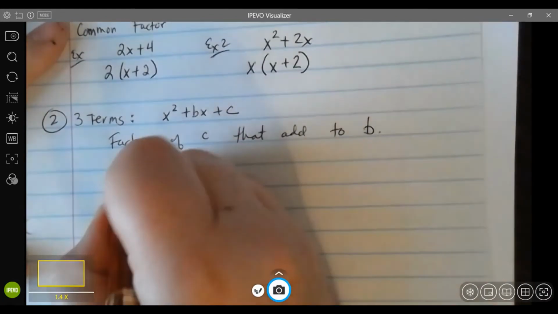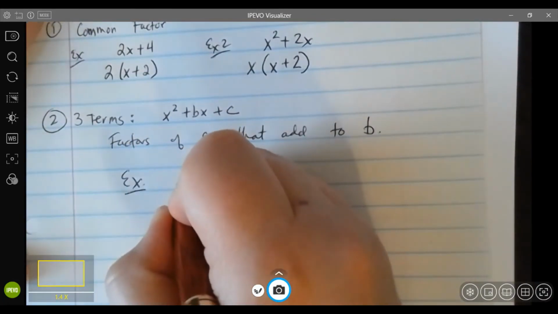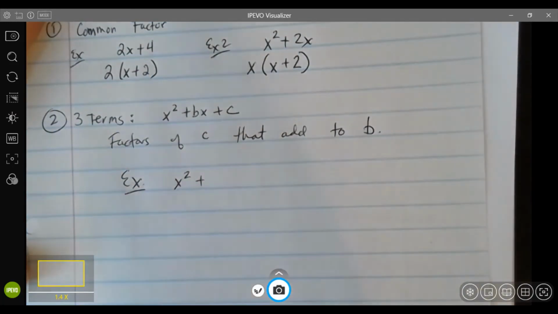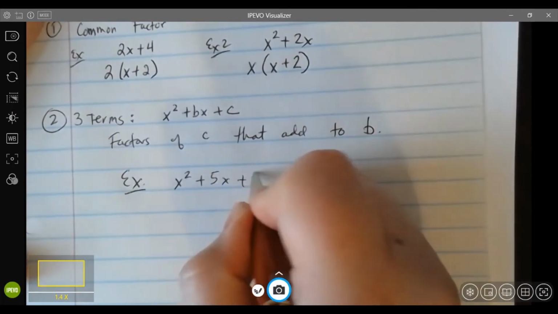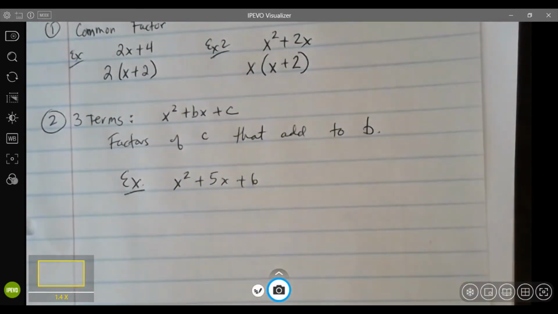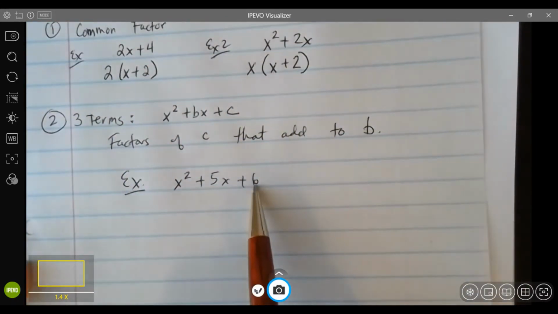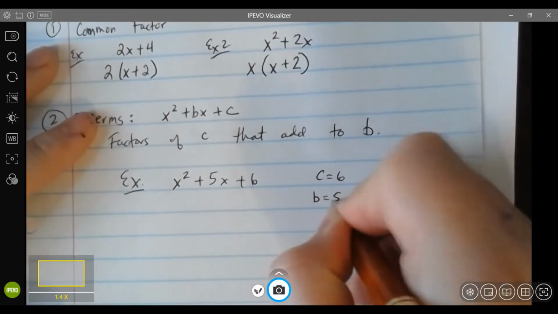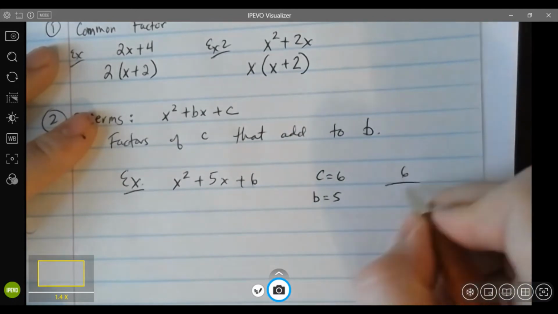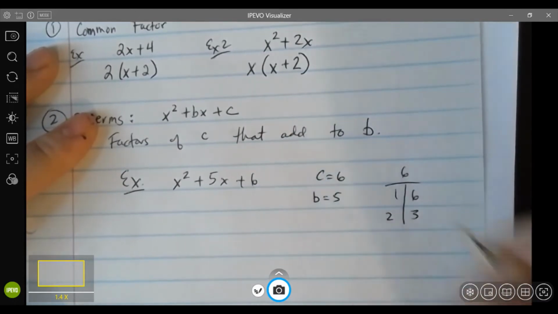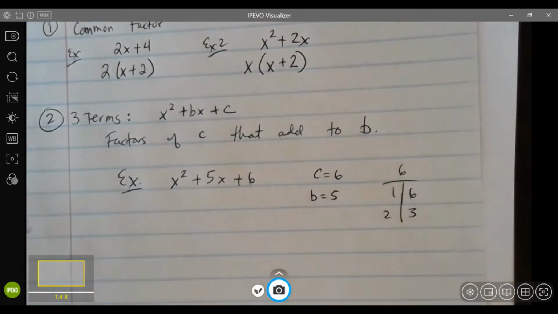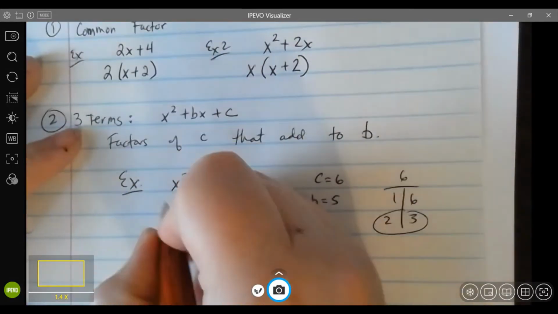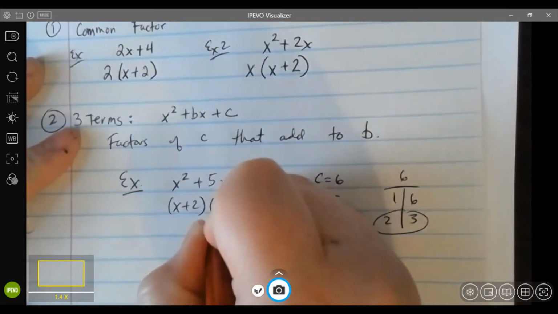Just as a little example here, let's say we have x squared plus 5x plus 6. So we would find the factors of c. In this case, c is 6 and b is 5. We want them to multiply to 6. So the factors of 6 are 1 and 6, and 2 and 3. Which of those add up to 5? Well, it's 2 and 3. So this factors as (x plus 2) times (x plus 3).